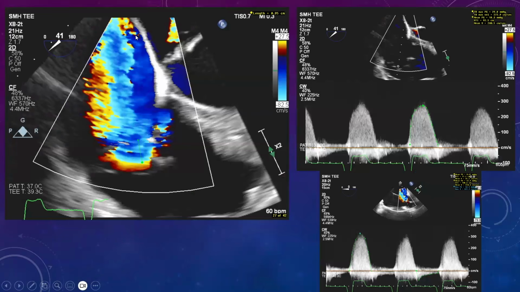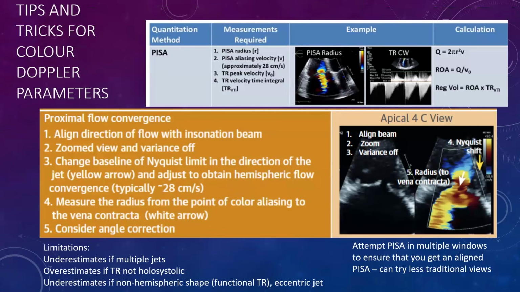So here's an example of a PISA that we all know how to do. You adjust your aliasing velocity in the direction of the jet. You measure from the narrowest portion to the color change between blue and yellow. Typically, you will then get a CW jet through the tricuspid regurgitation and trace that in order to get both your VTI as well as your max velocity that you need to calculate both the EROA as well as the regurgitant volume using this kind of calculation, which nobody does by hand, but you can use a variety of different calculators.